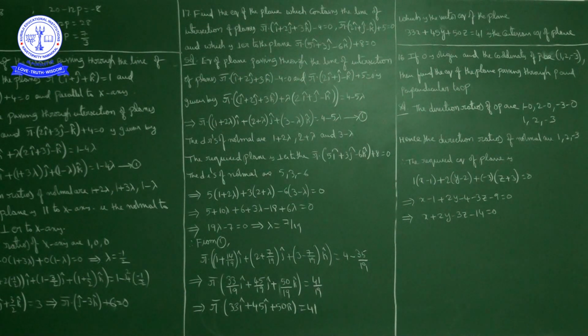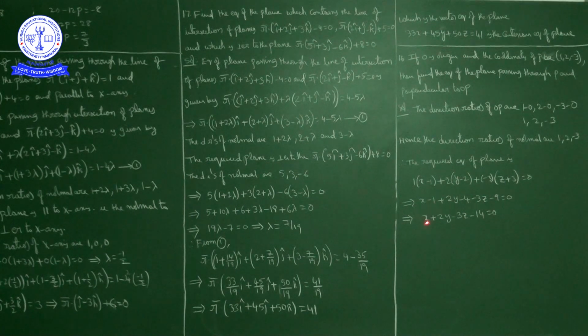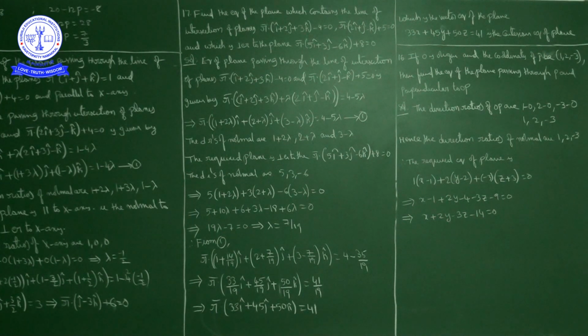So applying here, 1 into (x minus 1) plus 2 into (y minus 2) plus minus 3 into (z minus of minus 3, plus 3) equal to 0. So nothing but what we get, x plus 2y minus 3z is equal to 1 plus 4 plus 9, that is 14, minus 1 minus 4 minus 9, nothing but minus 14. So x plus 2y minus 3z minus 14 equal to 0. This is the required equation of the plane.